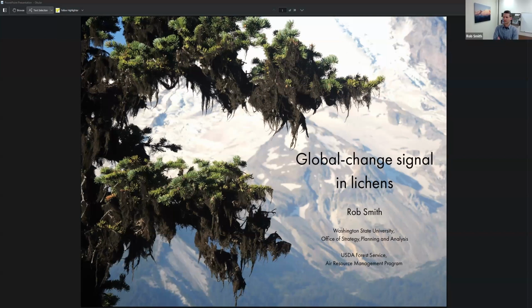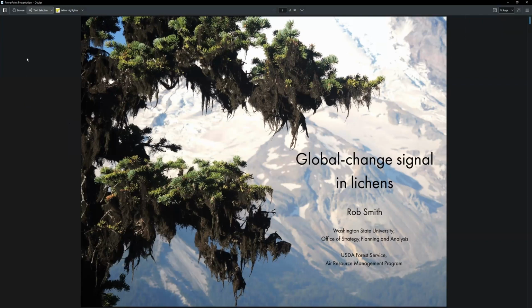Okay, so I'm hoping to cover global change signal in lichens. Give me just a moment to change my audio. I apologize. So global change signal in lichens, and what I'm hoping to cover is global change from the perspective of climate and air quality and that interaction. So when we look at lichen communities, let me see here if I get my share. My apologies here.